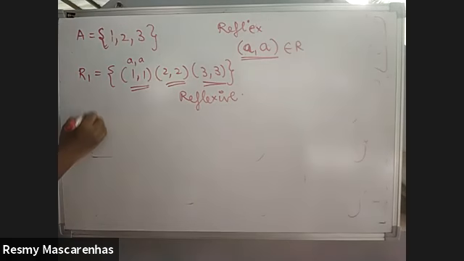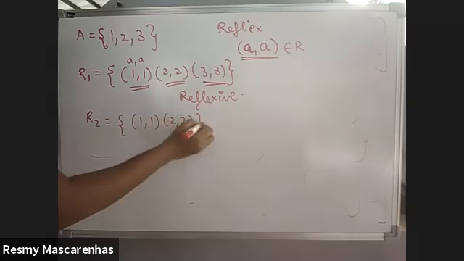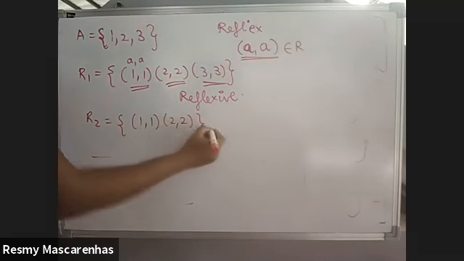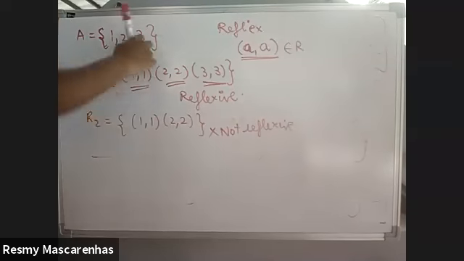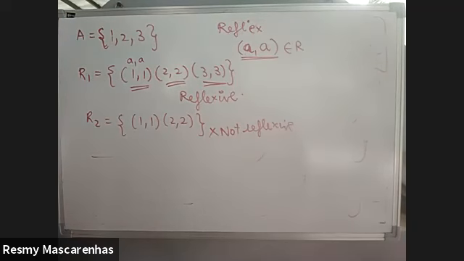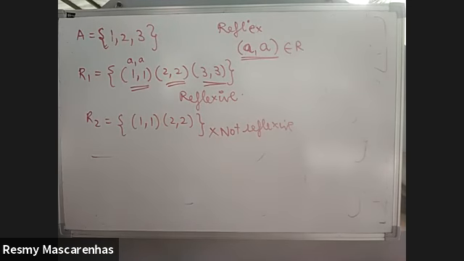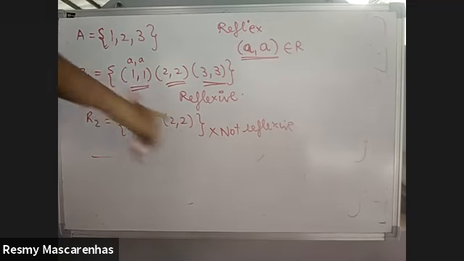Okay, suppose if it was only this much, and I want to check whether it is reflexive or not. It will not be reflexive. Why? Because 3 comma 3 is missing over here. So all the pairs, 1 comma 1, 2 comma 2, 3 comma 3, should be there. Then it is called reflexive, because all the pairs A comma A should be there. Even if one of that pair is missing, it is not reflexive.